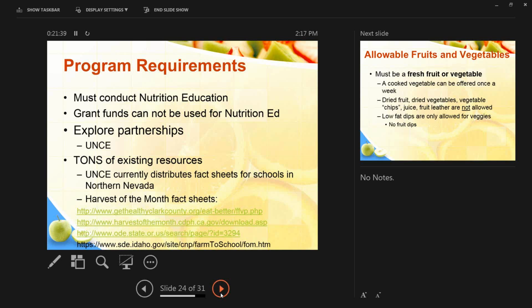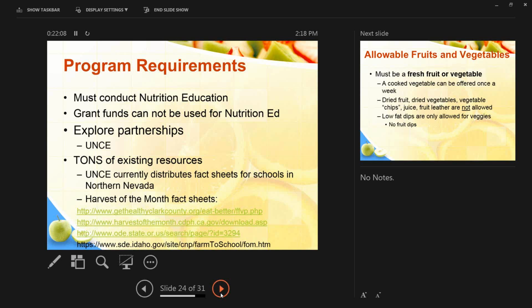So we want to encourage folks to explore partnerships, and the University of Nevada, Reno Cooperative Extension has been a really great partner with the Fresh Fruit and Vegetable Program. Out of the office up here in Reno, they've been producing fruit and vegetable fact sheets tailored to the specific offering that week. And that's been a great partnership between some of the school districts up here and Cooperative Extension. There's also a lot of existing resources out there.